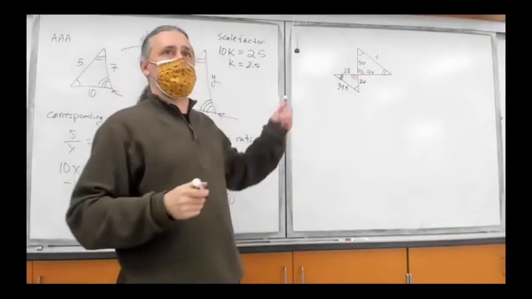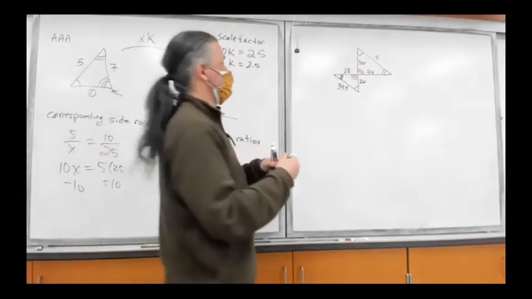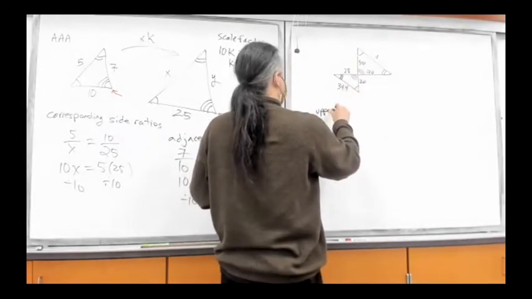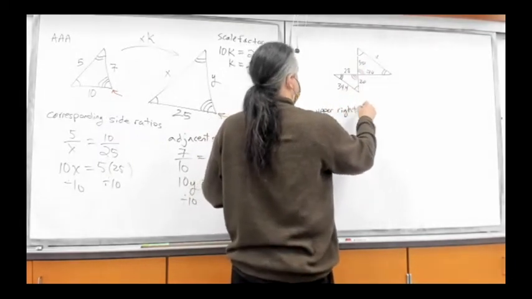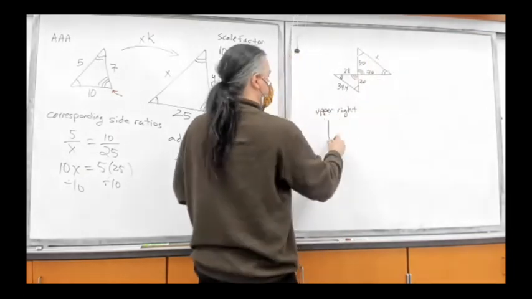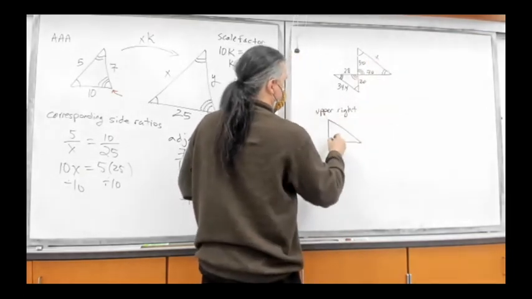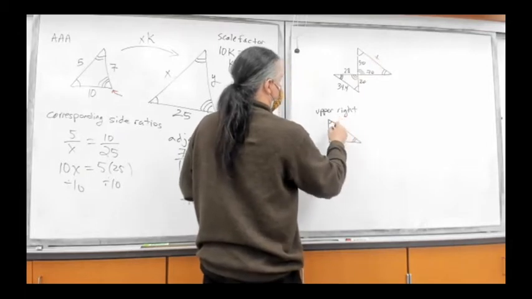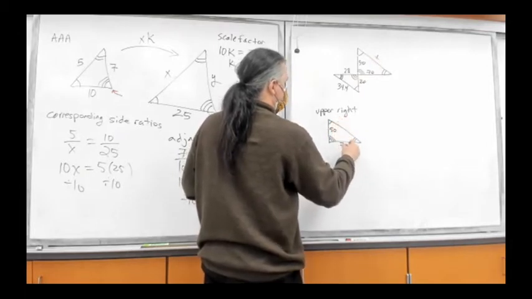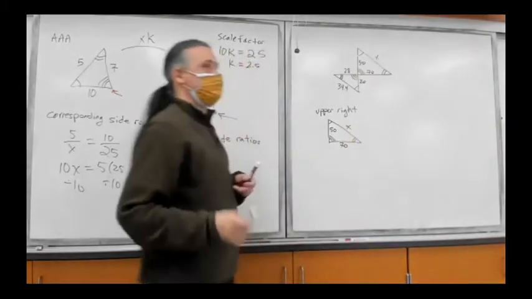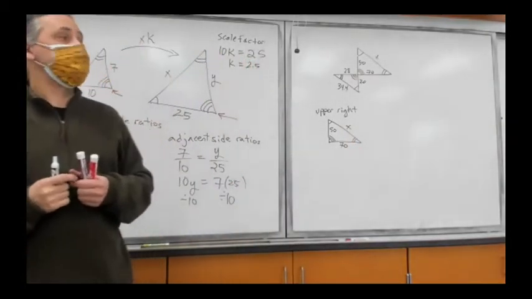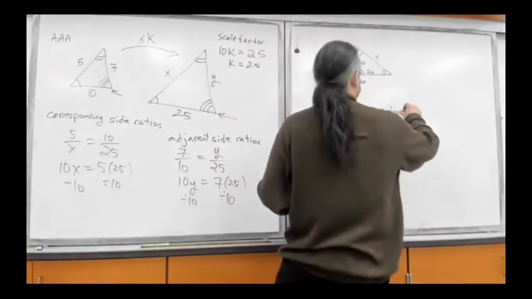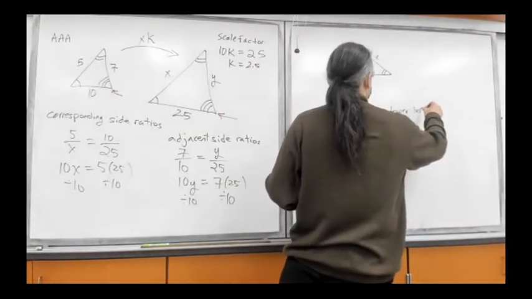Now we can break the diagram into pictures. So we've got the upper right triangle, and I'll just draw that exactly as we see it. We'll just redraw exactly the same picture for the upper right triangle. Now we've got the lower left triangle.